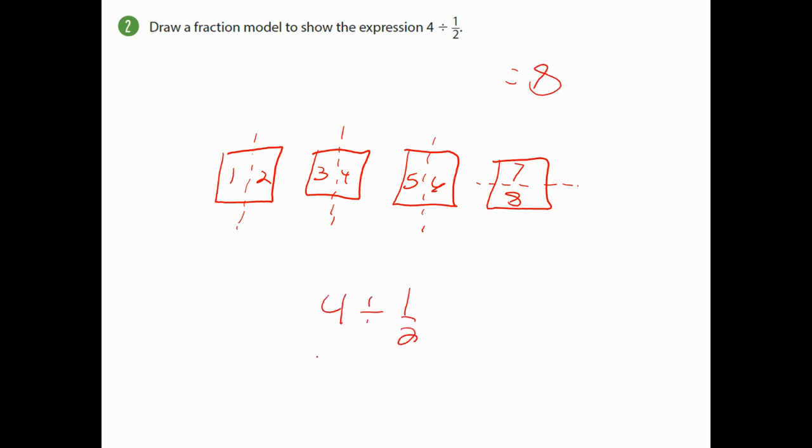So I have 4 divided by half. I'm going to take the opposite of division and the opposite of 1 over 2. And I'm going to get 8 over 1, which is the same as 8 as my answer.